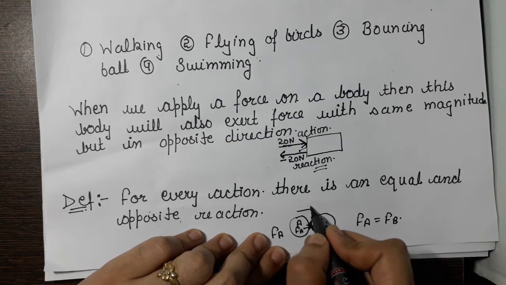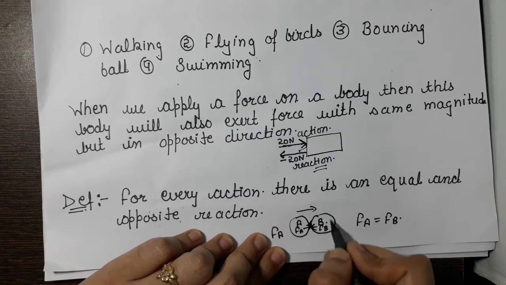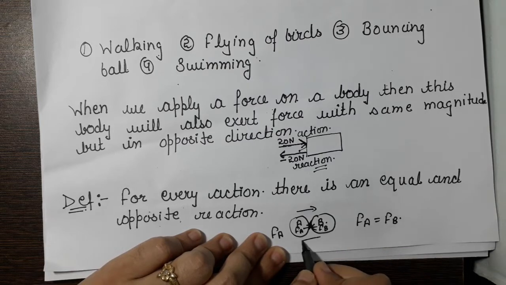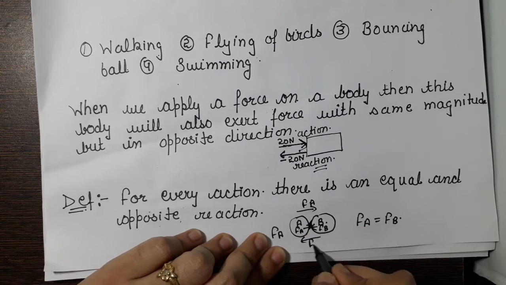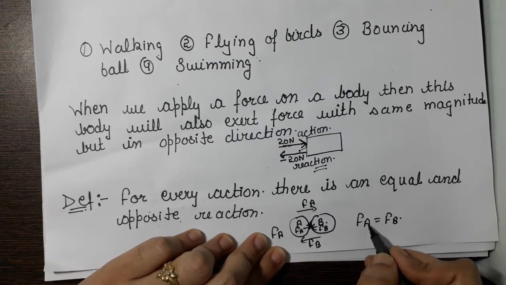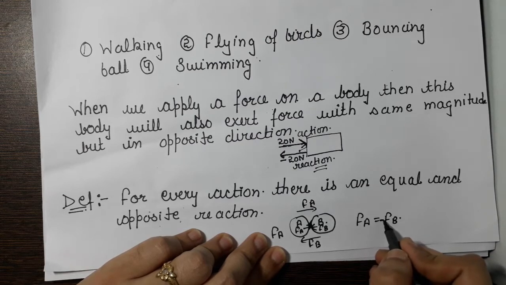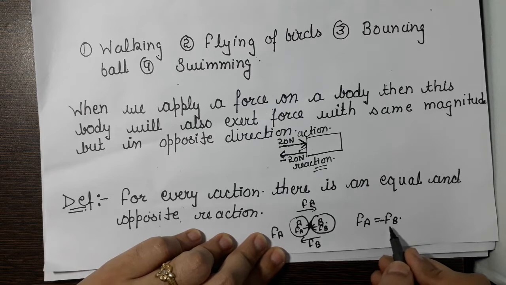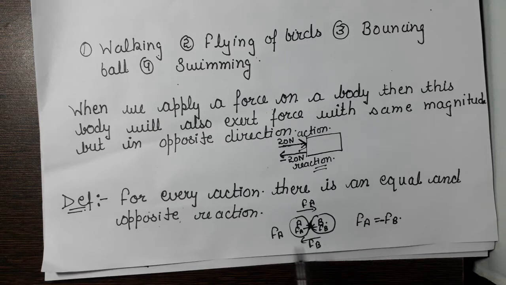If Fa is in this direction, that is, body A is applying the force on body B in this direction, then body B will apply the force on body A in this direction. So Fa and Fb in magnitude will be equal, but here we will put a negative sign. This negative sign shows that the direction of both the forces is opposite. So from here our definition is clear.